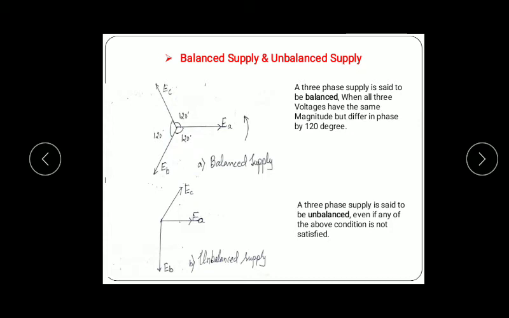A three-phase supply is said to be balanced when all three voltages have the same magnitude but differ in phase by 120 degree. A three-phase supply is said to be unbalanced if any of the above conditions is not satisfied. So if all three phases do not have the same magnitude and do not differ by 120 degree, it is said to be an unbalanced supply.